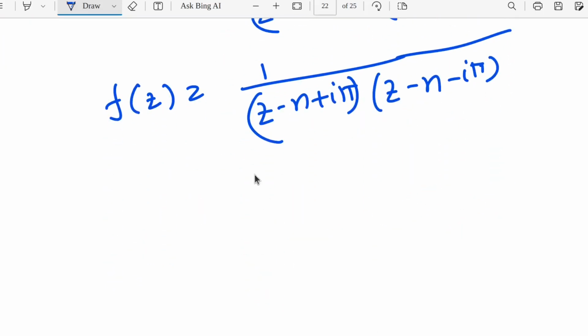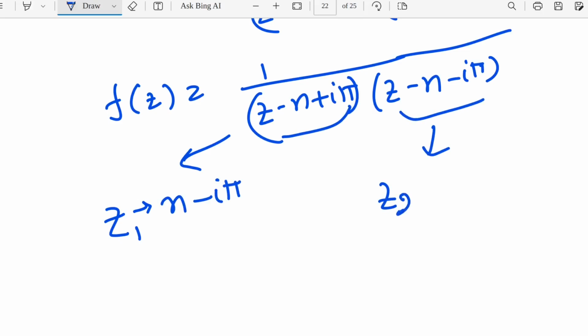Now you can definitely see how many poles are here, I mean, how many singular points there are. One point is z1, which is n minus i pi. It is coming from this term, and from the other term I can have another singular point, z2, which is n plus i pi. Okay, I think up to this there is no problem. So z1 is n minus i pi, z2 is n plus i pi. These two singular points are there.